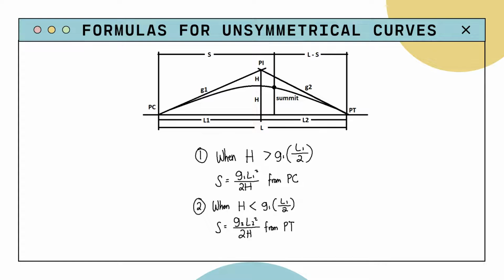So for a quick comparison, both symmetrical and unsymmetrical curves are similar to each other. But the only difference between the two is that they have different horizontal lengths to their points of intersection. Therefore, a part of their formula is also tweaked because of this.